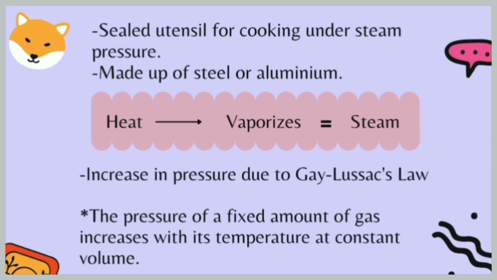When heat is applied, the water inside the cooker vaporizes and steam is produced. The steam is periodically released through a valve to maintain the operating pressure inside the cooker. If the valve malfunctions and the heat flow is not interrupted, the pressure inside the cooker escalates. The increase in pressure is due to Gay-Lussac's law. For example, the pressure of a fixed amount of gas increases with its temperature at constant volume. This high pressure may rupture the cooker and may lead to an unfortunate accident.